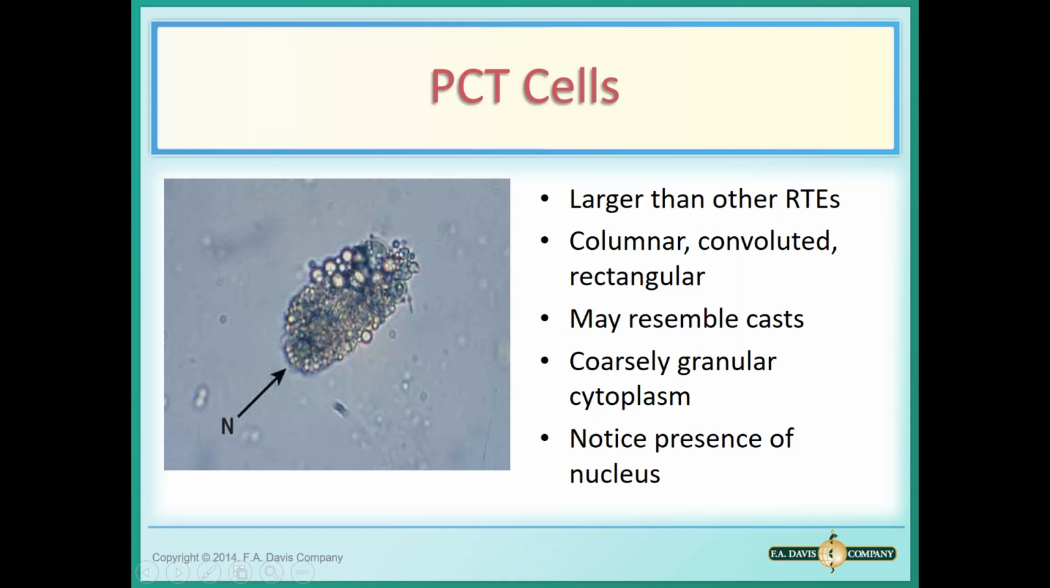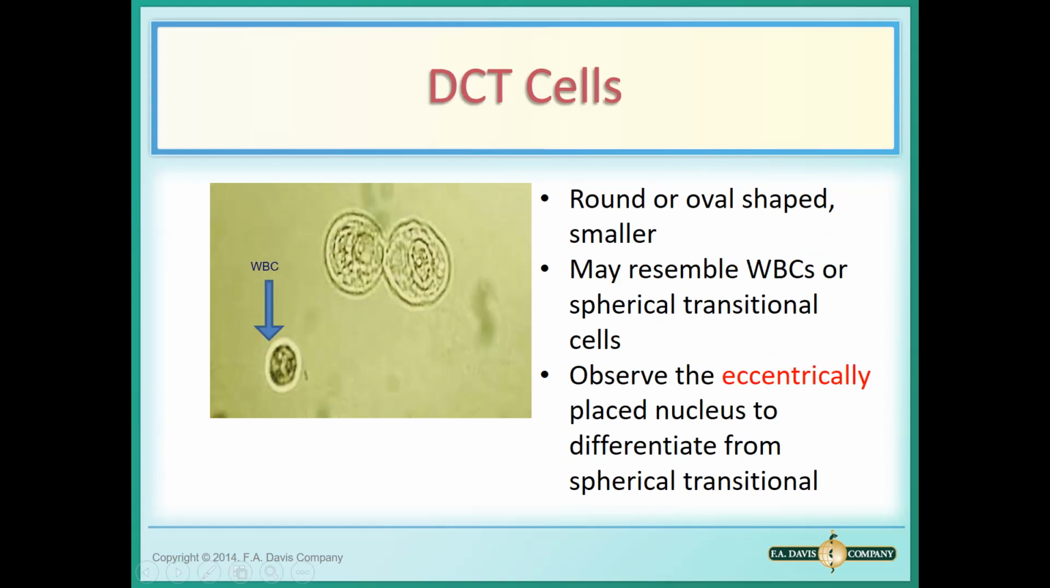Coarsely granular cytoplasm, and there's the nucleus here. This one happens to be eccentric, so I take it back. This one is eccentric because it's a renal tubular cell. I almost misspoke. This is eccentric, so always notice the nucleus is eccentric on those renal tubular cells. Here's another renal tubular cell, a different one. These are those round or oval shaped ones from the distal convoluted tubules. Notice that nucleus is off to the side. This one's a little more centrally located, but still off to the side. This one is way off to the side.